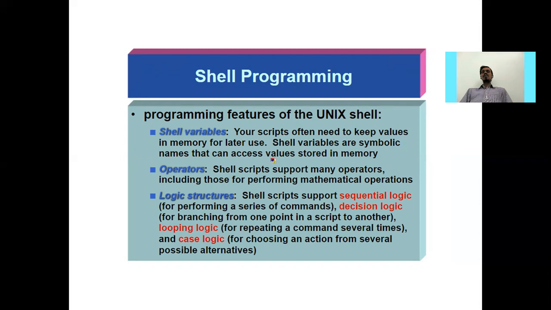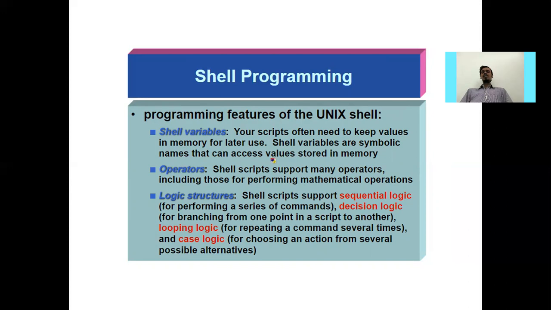Second is operators. Shell scripts support many operators, including those for performing mathematical operations, like plus, minus, multiply, divide, modulus, and remainder. The logical operators are and, or, not, and ternary operators use a question mark. These are the different types of operators shell script uses.